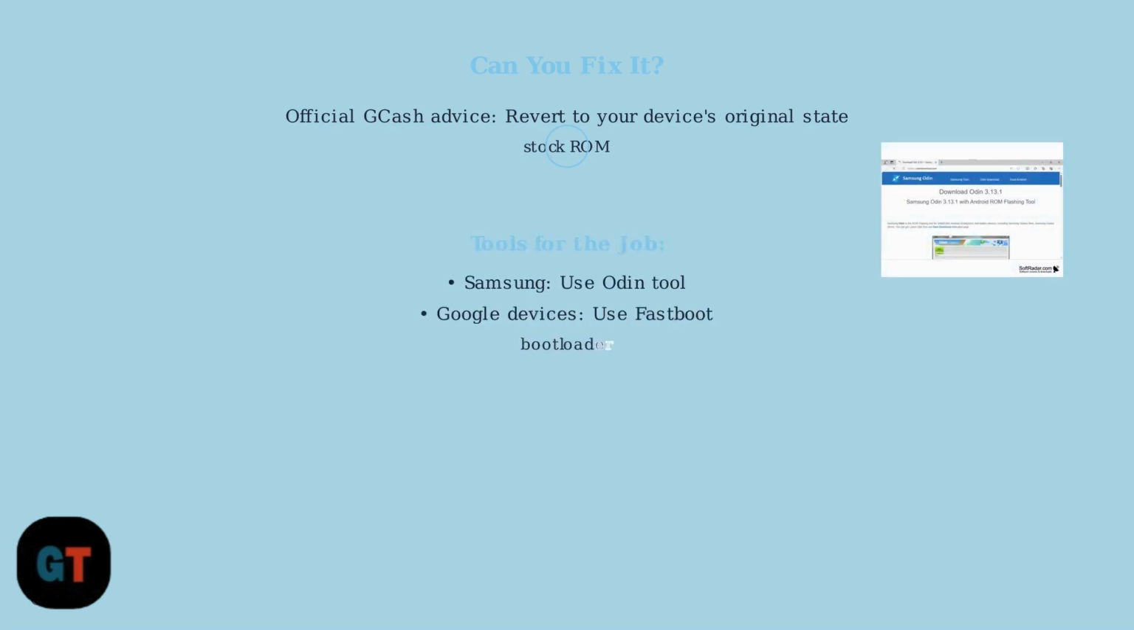Okay, so can you get around this detection? Officially, GCash advises reverting to your device's original, unmodified state. This means flashing the stock ROM, the original operating system that came with your phone, and relocking the bootloader. Tools like Odin for Samsung devices or Fastboot for Google devices can help with this process, but be warned, it's complex and risky. Doing it wrong can brick your phone or void your warranty.